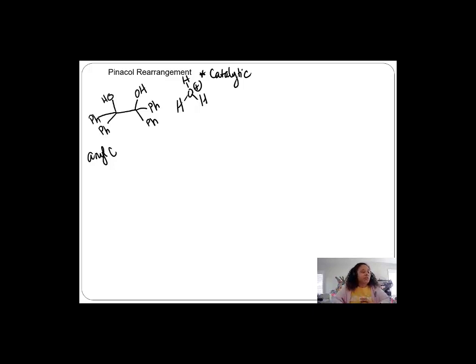So this is a catalytic reaction, and we can protonate our alcohol. And again, remember, this doesn't have to be phenyls, it can be other things. Please take a note of that on your mechanism sheet. I just used R groups. Now I have made that OH group a better leaving group.